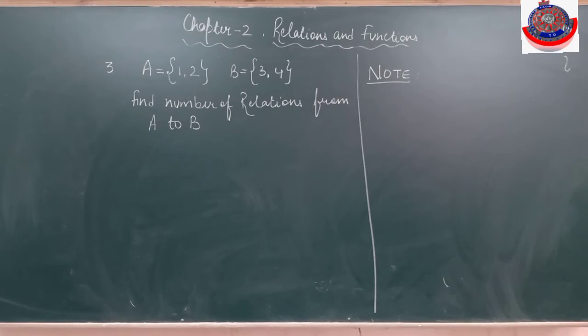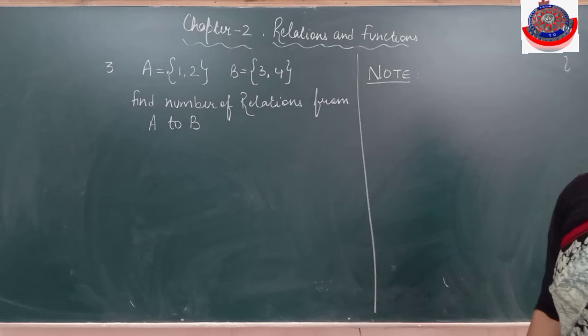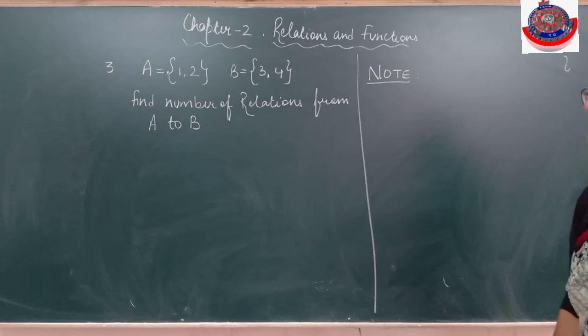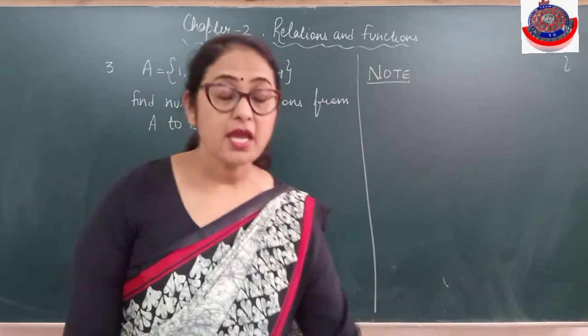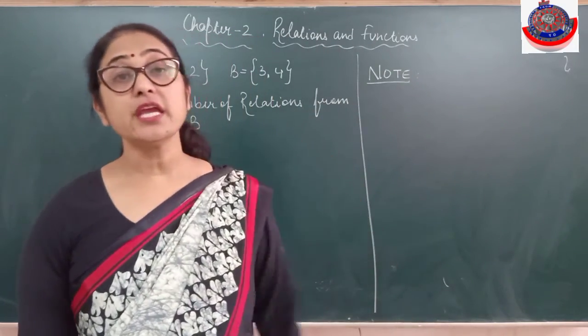We'll pick up a last example of these relations. A is a set with the elements 1 and 2. B is a set with the elements 3 and 4. What are they asking me? Find the number of relations from A to B. How many relations are possible from A to B?